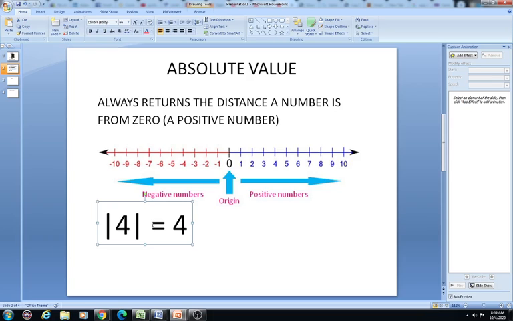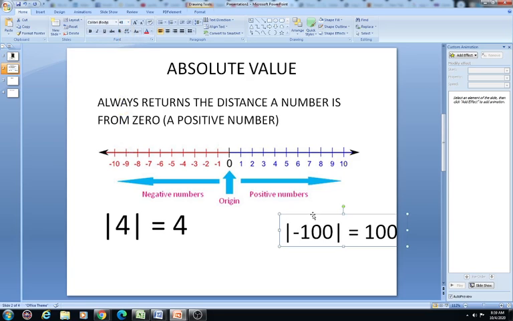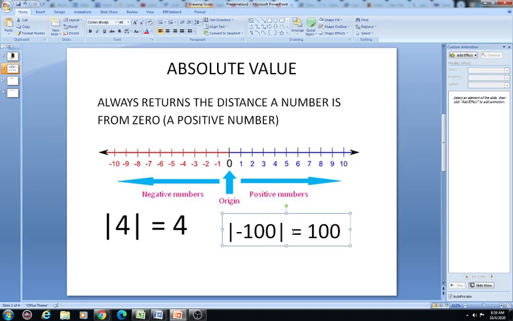So the absolute value of 4 is 4, because remember, whether it's positive or negative, it returns a positive number. On the flip side, if I want to know the absolute value of negative 100, well, the absolute value of negative 100 is 100 because you're 100 spaces from 0. You're 100 steps from 0. Remember, absolute value doesn't care if it's on the left side or right side. It always returns a positive number. It shows you the distance you are from 0.